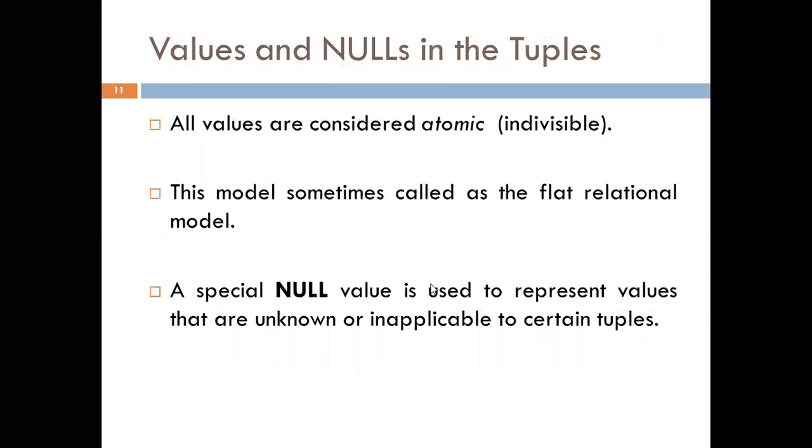The third important characteristic of a relation is that all values are considered atomic. Atomic means they cannot be further divided. This model is sometimes also called a flat relational model. A special null value is used to represent values that are unknown or inapplicable to certain tuples. Whenever we are defining a relational model or a relational table, all the values should be atomic.